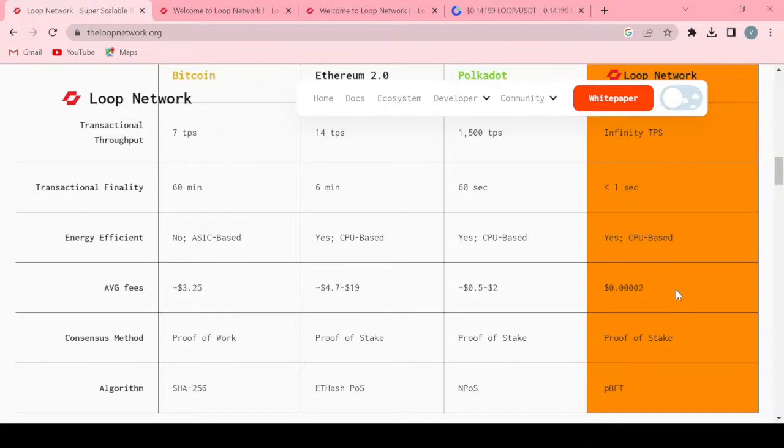Now, the consensus method, which is nothing but a mining method. Which mining method? Bitcoin works under proof of work, Ethereum 2.0 is proof of stake, Polkadot is also proof of stake, and this Loop network is also proof of stake. Nowadays the tokens they are launching all have proof of stake, not proof of work. Only Bitcoin has the proof of work method, so the miners will get profit on Bitcoin.